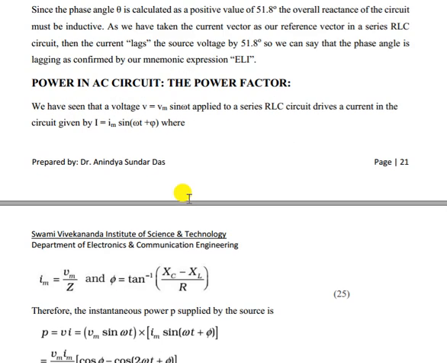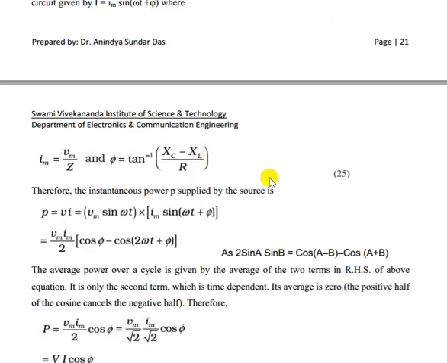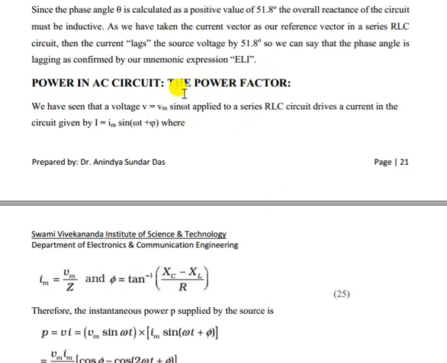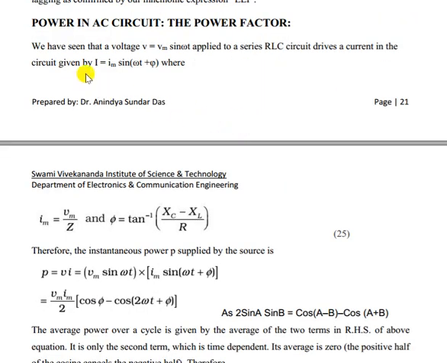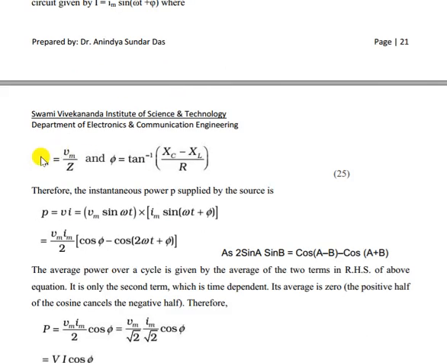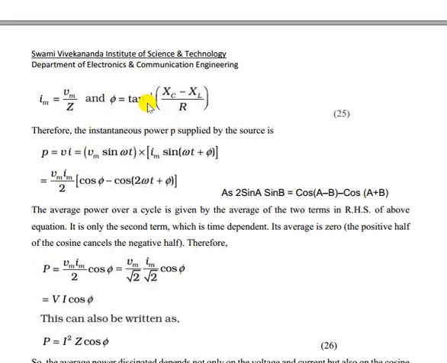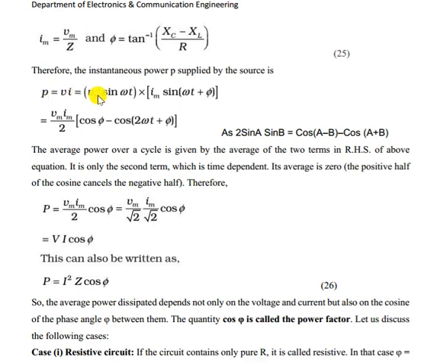Okay. Now what is the value of power in an AC circuit and what is the power factor? You know that V equal to Vm sin omega t and I equal to Im sin(omega t minus phi). Im is Vm by Z, and phi is tan inverse of (XC minus XL) by R. So if we find P, which is V into I, according to 2 sin A sin B, that is cosine of (A minus B) minus cosine of (A plus B).